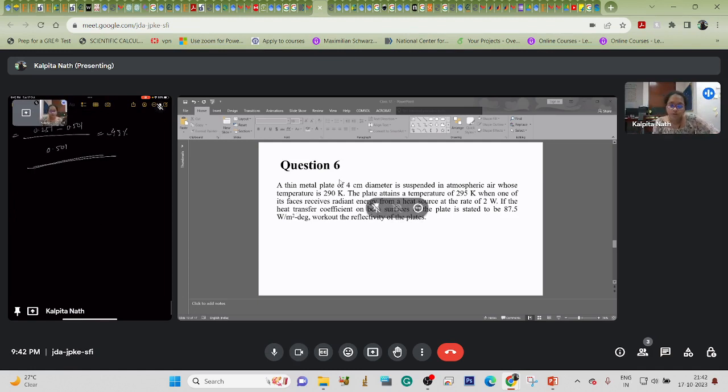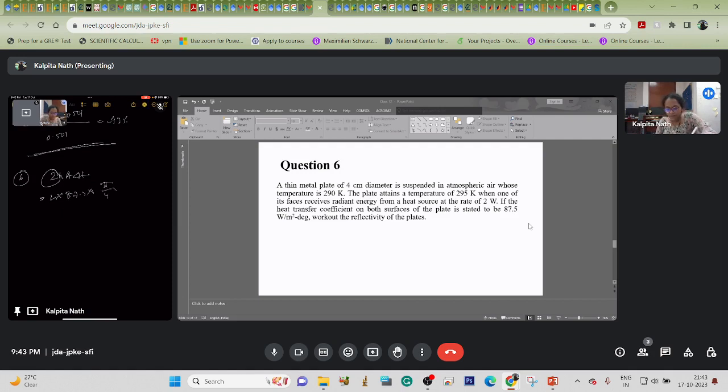Okay, so for this problem, we simply will be calculating the heat loss by convection first. This is question number 6, right? So for the heat loss by convection from both sides of the plate, it will be 2hAΔT, and that is 2 into 87.5 into pi by 4 into 0.04 square into 295 minus 290, because both sides of the plate. This is equal to 1.1.